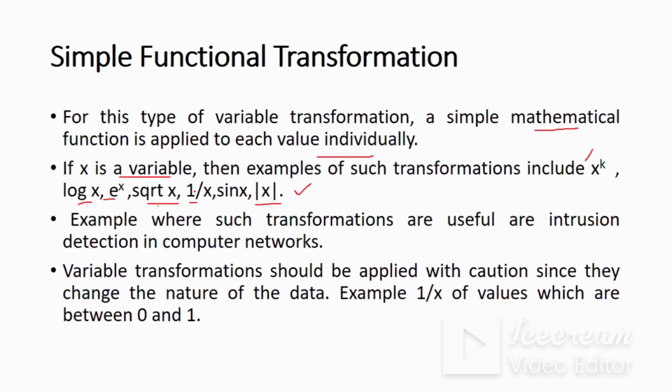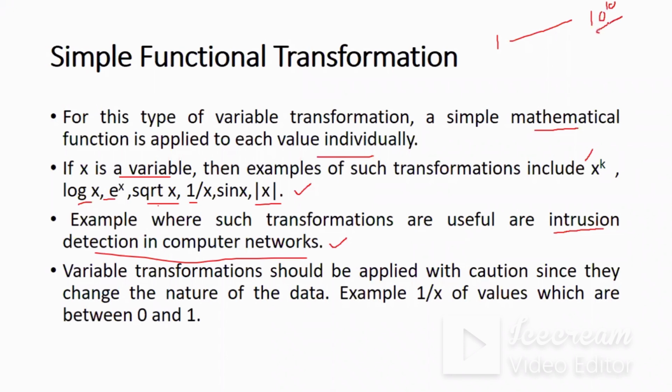That is what is called transformation. They are very useful. Such transformations are very useful in intrusion detection of computer networks. For example, let me say we have a computer network, and the data transfers range from 1 byte to 10 to the power of 10 bytes. This is going to be a very huge range.